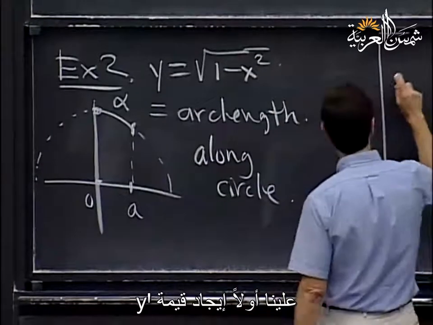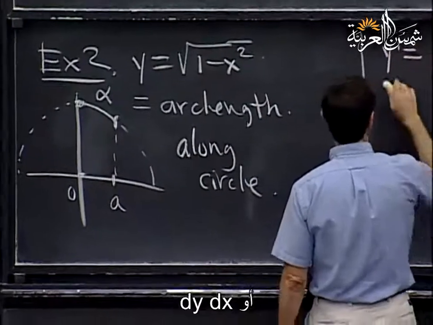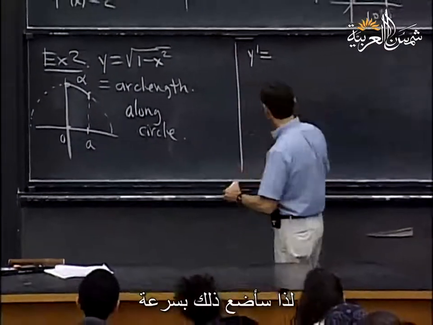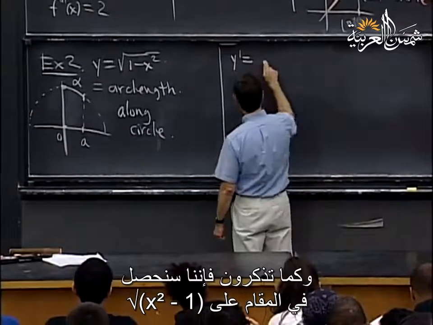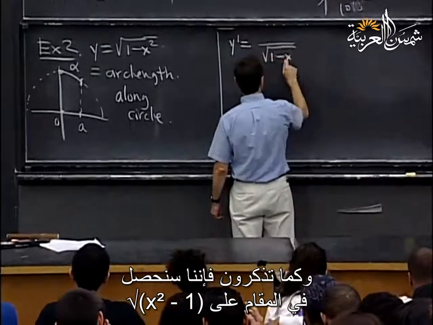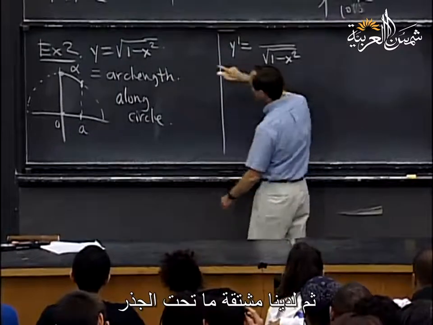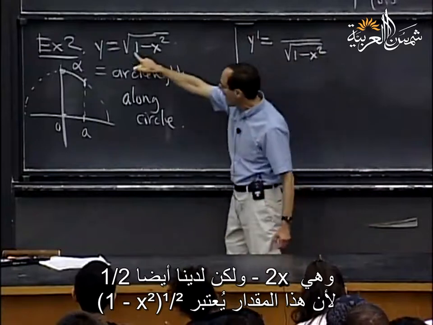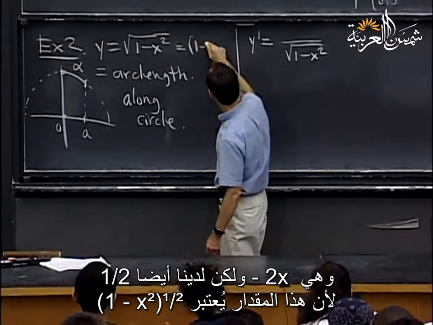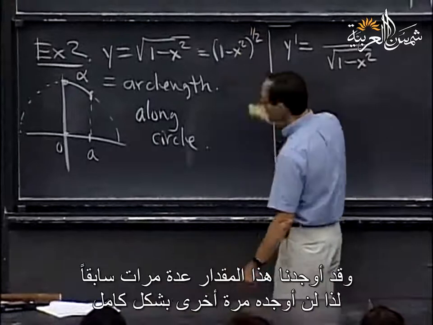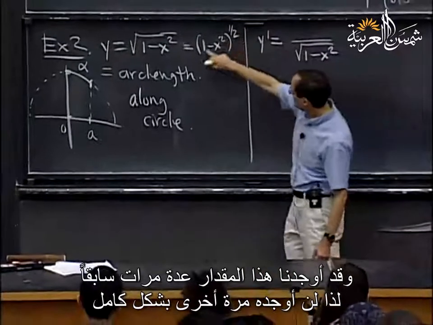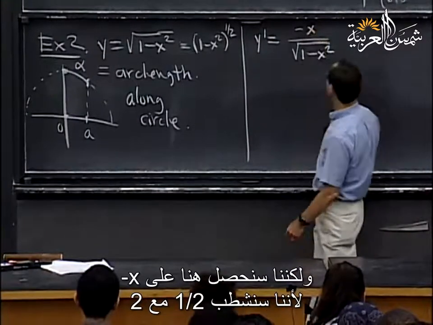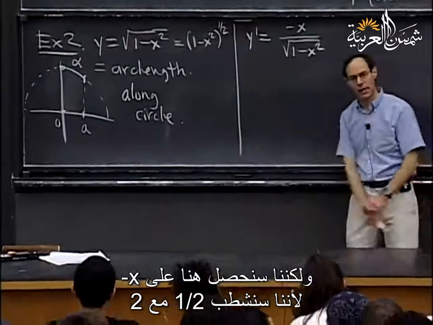Well, first, I have to figure out what y prime, or dy dx, is. That's a calculation that we've done a number of times, so I'm going to do it slightly faster. You remember, it gives you a square root in the denominator, and then you have the derivative of what's inside the square root, which is minus 2x, but there's also a half, because in disguise it's really 1 minus x squared to the 1/2. I want you to think about what it is. It turns out to be minus x up here, because the half and the 2 cancel.